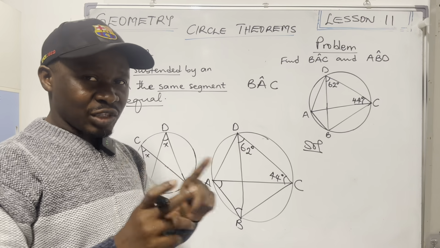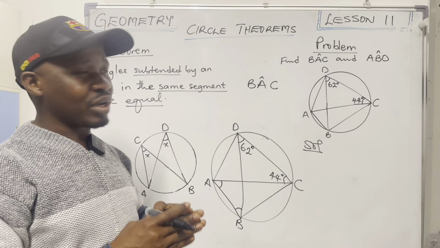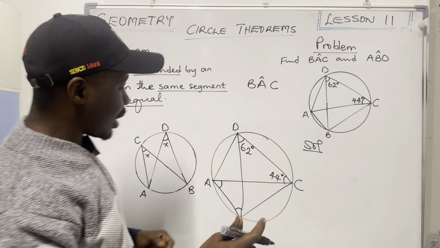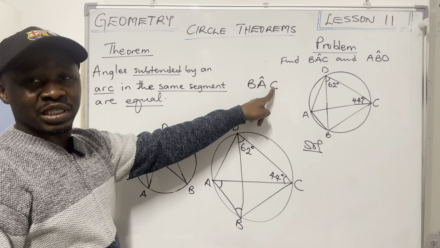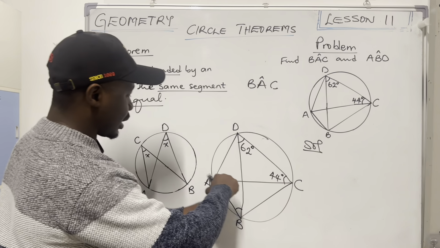BAC. Two straight lines always meet to form an angle. One is coming from B, another is coming from C. They meet at A. So let's see. From B and from C meeting at A.